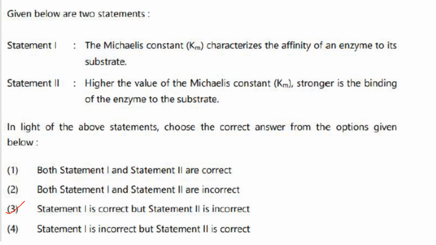Then next one, given below are two statements. Statement 1, the Michaelis constant characterizes the affinity of an enzyme to its substrate. That is correct. Statement 2, higher the value of the Michaelis constant, stronger is the binding of the enzyme to the substrate. That is wrong. The value of Km is inversely related to the affinity of the enzyme for its substrate. So a higher Km value corresponds to lower binding affinity, low enzyme affinity for the substrate. So the answer here is option 3. Statement 1 is correct, but statement 2 is incorrect.